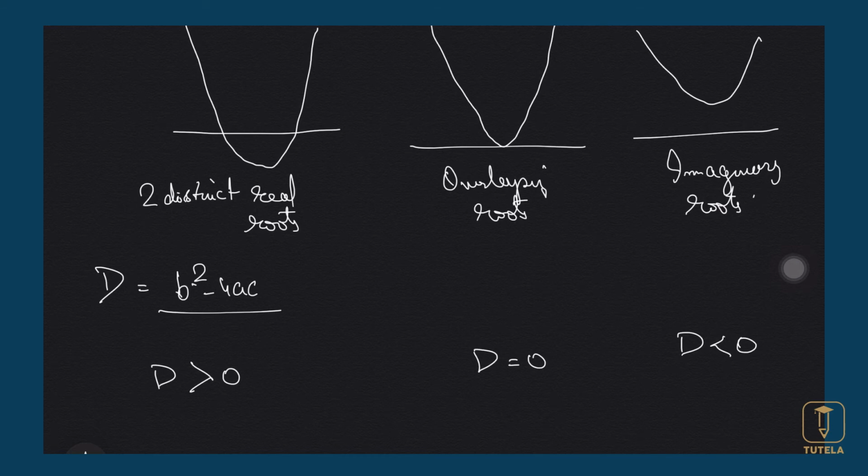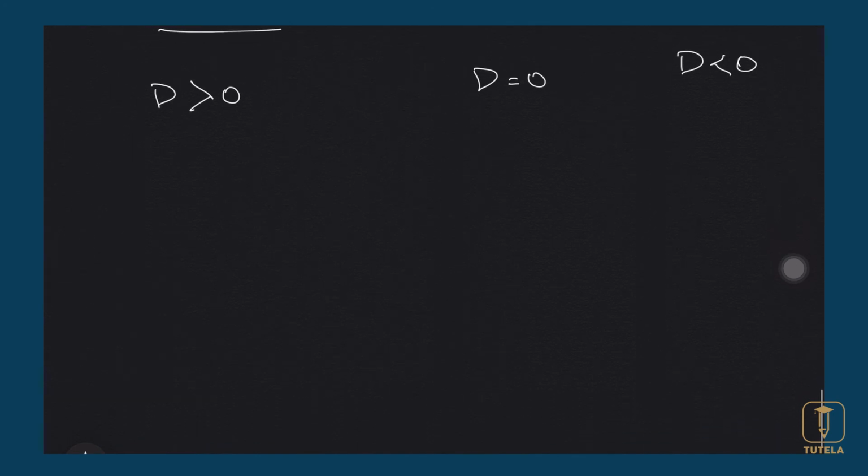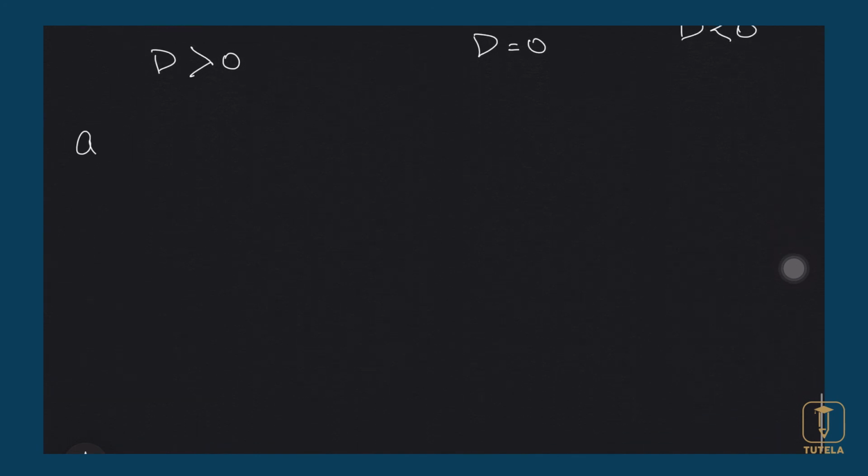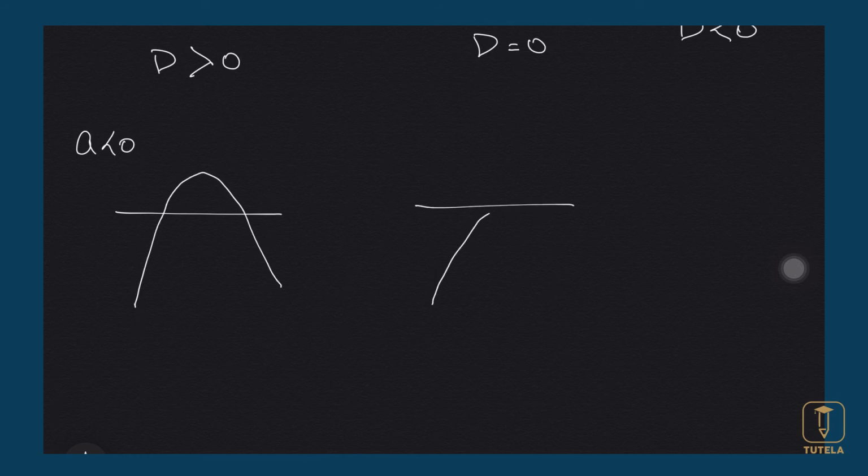And in all these three cases, we are just considering a value greater than zero, that is the coefficient of the highest degree term. Let's focus on a value less than zero. Here, in the first case, this is the parabola. In the second case, this is the parabola just touching here. And the third case, this is the parabola, no intersection at all.